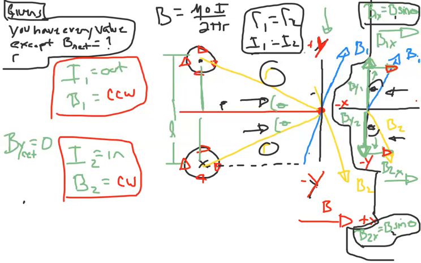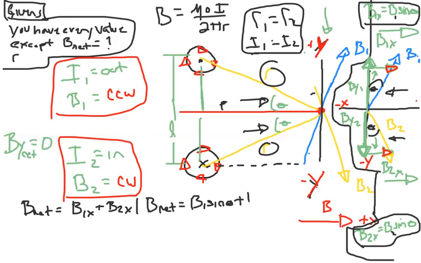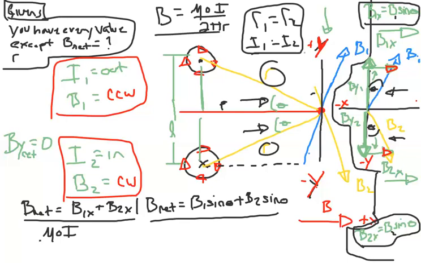So we essentially can say, okay, B net is going to be equal to B1x plus B2x, okay? And then we know that it's going to be B1 sine theta plus B2 sine theta, right? And since we know those things, then we can just now fill everything out. So it's mu naught I over 2 pi r sine theta.